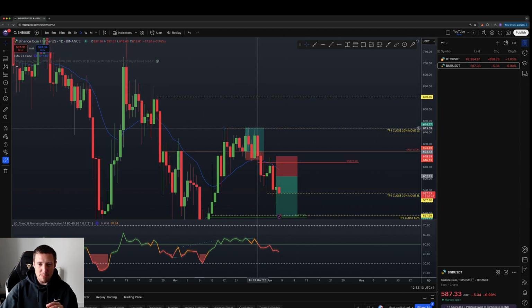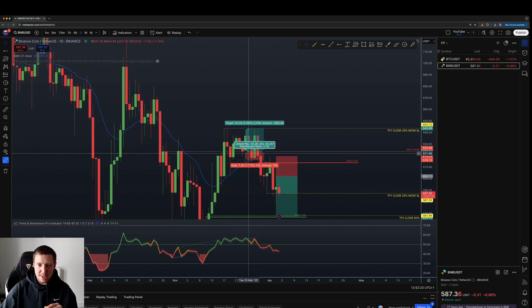So this was just a TP1 to pay us a little bit for the position. And then I moved my stop loss to break even, hoping, as I say, for a run up to $670. That unfortunately didn't happen. Price came down, stopped out at break even. Fortunately didn't hit our stop loss because, as I say, we had moved it up. And as you can see, things then dropped.